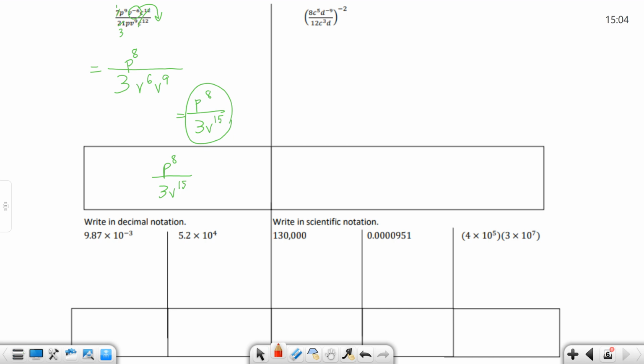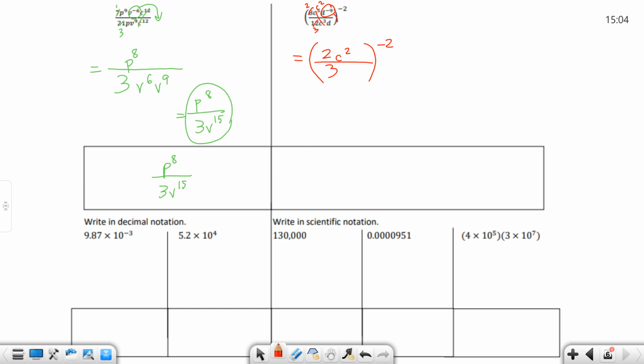So here we have a parenthesis to a power. Inside the parenthesis, again, one term over one term. So then 8 over 12, what goes into both of those? That's right, 4. So 4 goes into 8 twice and 12 3 times. We're still going to have the negative 2 power on the outside. We haven't taken care of that yet. So we're going to have 2 over 3, and then c to the 5th over c cubed. That divides out and becomes a c squared up here, right? 5 minus 3 is 2.